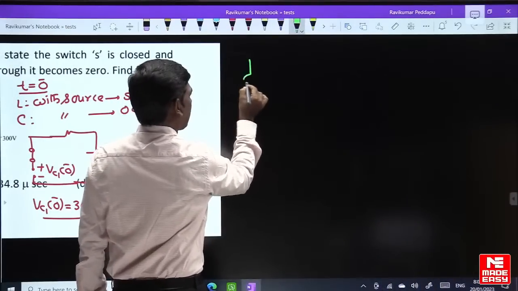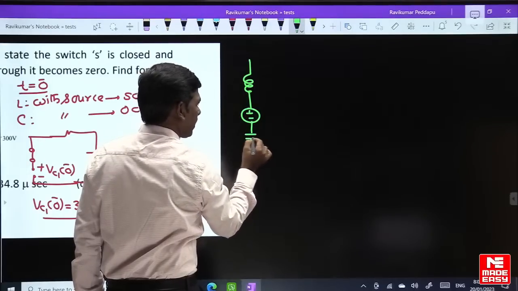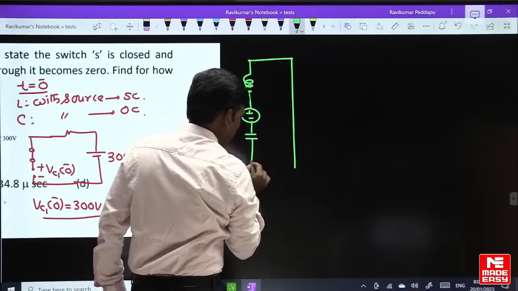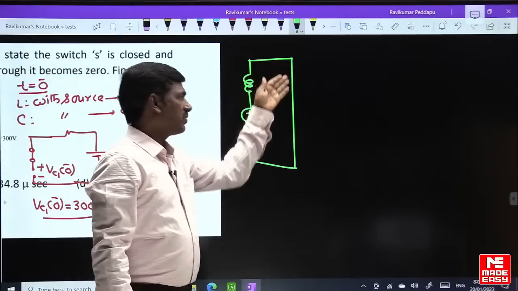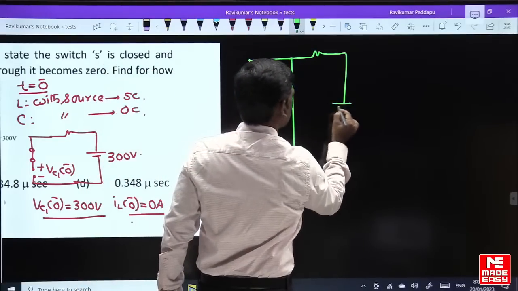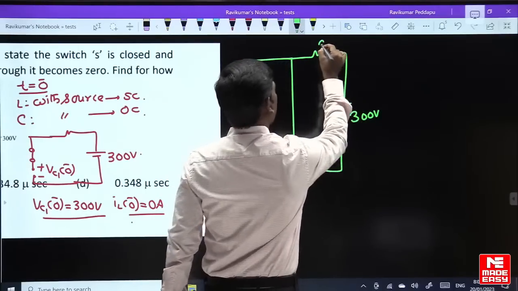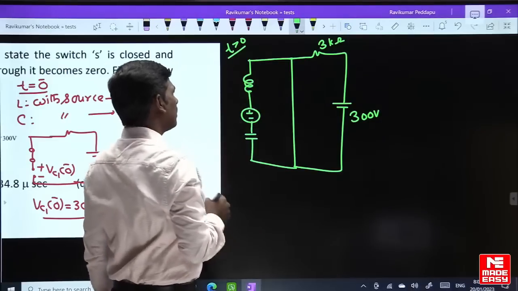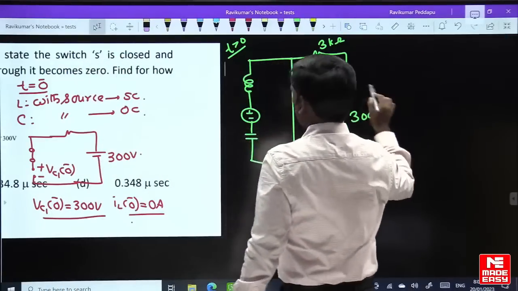Inductor is replaced by inductor, capacitor is replaced by voltage source in series with capacitor. Now, after reaching the steady state, the switch is closed, 300 volts, this is a 3K. For t greater than 0, the value of the inductor is how much?